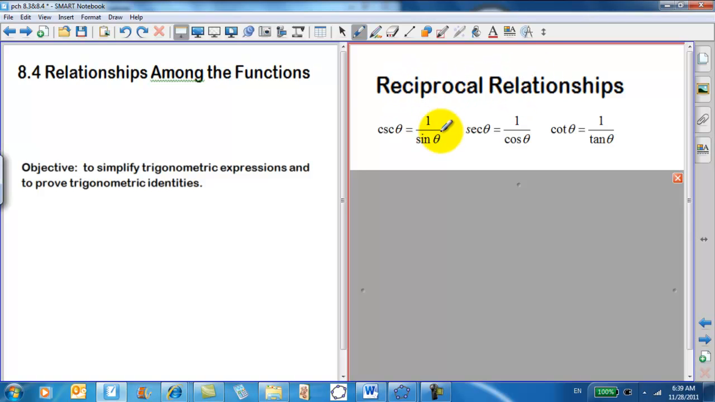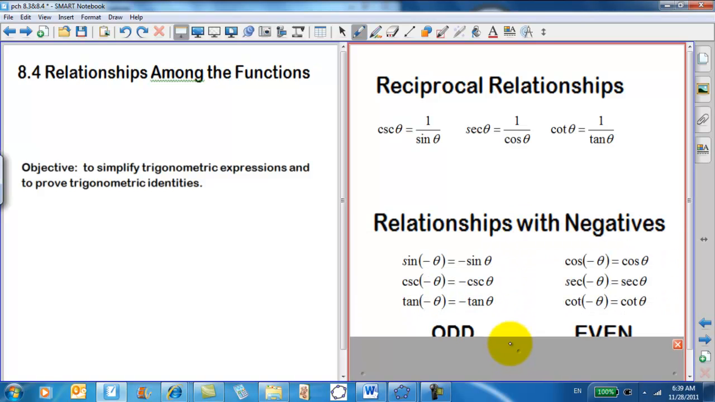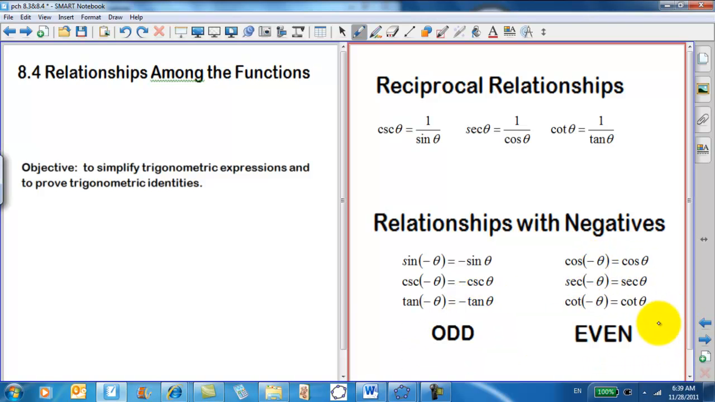These are the reciprocals. Remember, we start out with the basic ones in the calculator: sine, cosine, tangent. When you take the reciprocal of those, you get cosecant, secant, and cotangent. Relationships with negatives: sine of negative theta equals negative sine theta, and so forth. Notice the pattern of these. The negative seems to come outside, but here the negative is ignored. That's because sine, cosecant, and tangent are all odd functions. Cosine, secant, and cotangent are all even functions.